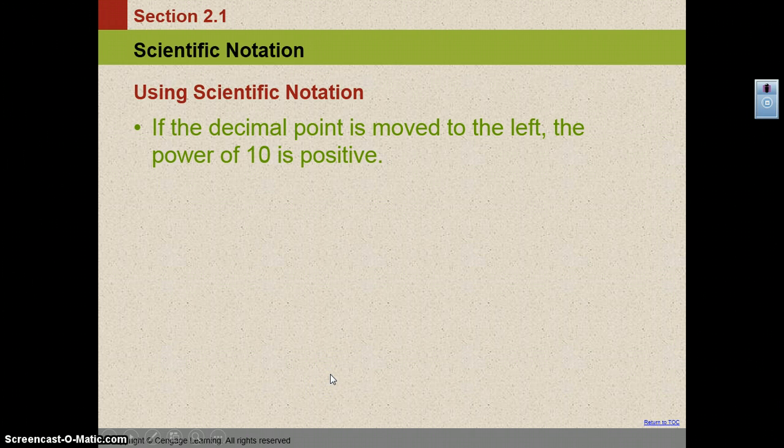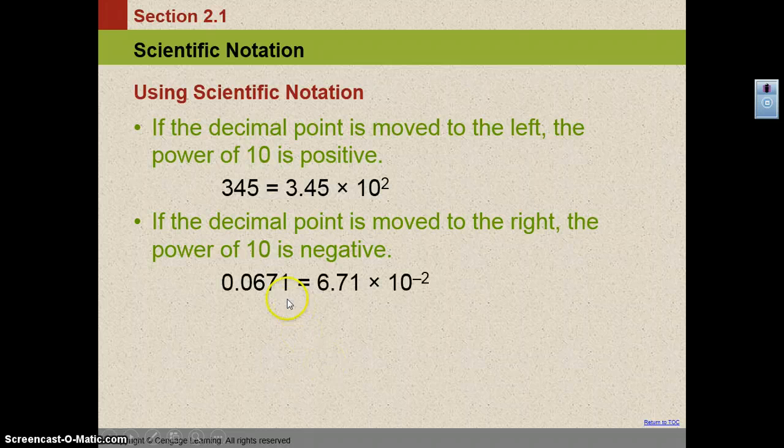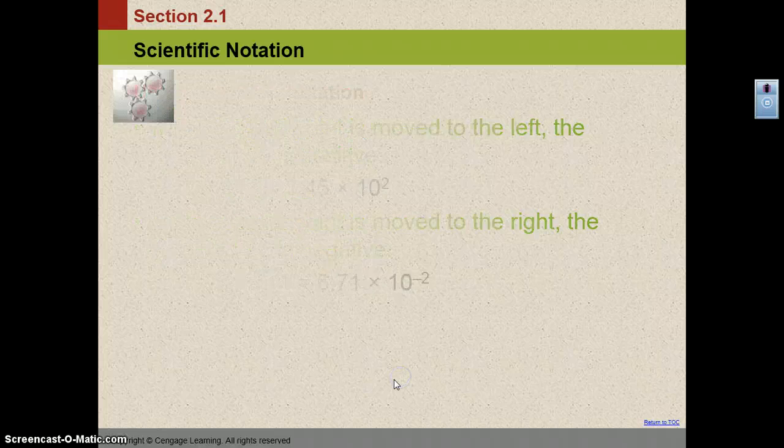If the decimal point is moved to the left, the power of 10 is positive, such as in 345. We move the decimal point from here up to between the 3 and the 4. It's positive because it's moved to the left twice. And if we multiplied 3.45 times 10 to the second, it would be 345. If the decimal point is moved to the right, the power is negative. If this number is smaller than 1, the decimal point was moved to the right twice to put it between the 6 and the 7, so it's to the negative second power.